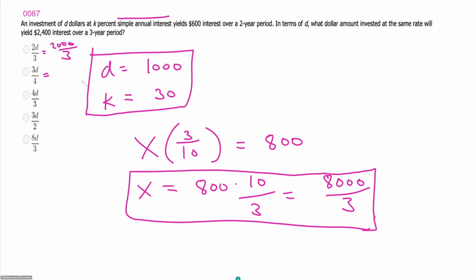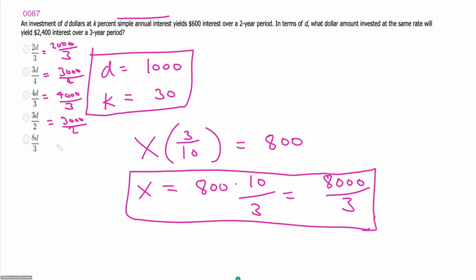Another answer, 3,000 over 4. We can simplify this, but it doesn't look like it's going to be what we're looking for. 4,000 over 3. Half. D over 2 is, what's that, 3,000 over 2? That's 1,500, which is a round number, so that's not what we're looking for.